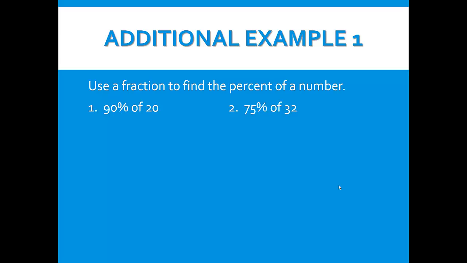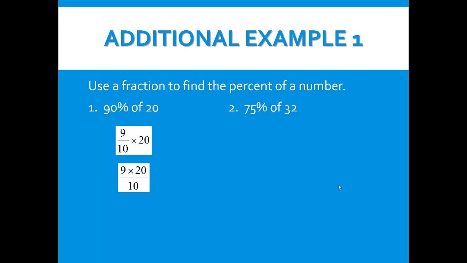Now we have an additional example. You can pause the video and try it on your own, or you may follow along. Use a fraction to find the percent of a number. For number 1, we're going to find 90% of 20. 90% would be 90 over 100, which is 9/10. So we have 9/10 times 20. Now we're going to multiply the numerator, 9 times 20, and put that over our denominator, which is 10.